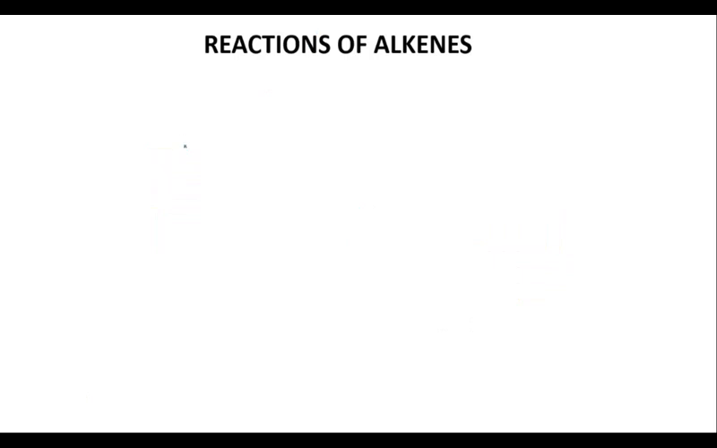So let's begin. Now, the alkenes have what? The carbon-carbon double bond. They are known to have the carbon-carbon double bond. And then they are considered the gateway functional groups. That is, their reactions normally lead to the formation of what? Other functional groups. So we can convert an alkene to other functional groups like what?